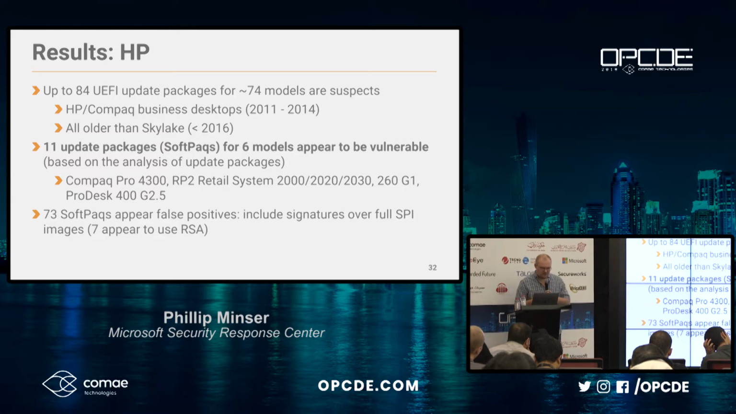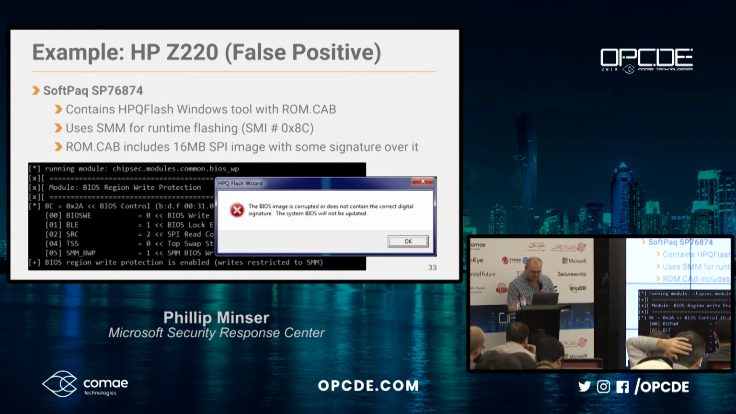HP: we verified 11 vulnerable update packages for 6 models, but HP has a high rate of false positives. As you can see here, our assumption doesn't work, because it checks the signature with a manifest which is delivered separately from the image. That's why we didn't detect this. So in HP we have a high rate of false positives.